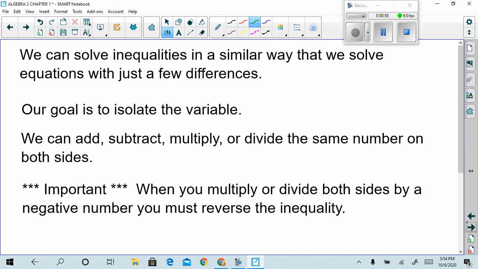We're going to do, again, the same type of operations, inverse operations that we use for equations, but there are a couple of very important differences. When we're going to isolate this variable, we can add, subtract, multiply, or divide the same number on both sides. That's what we've done before. But now comes the most important part. When you multiply or divide both sides by a negative number, you must reverse the inequality symbol. So we're going to see a couple of examples of that in just a moment, but that becomes the one very important difference between how we go about solving equations and inequalities slightly differently.